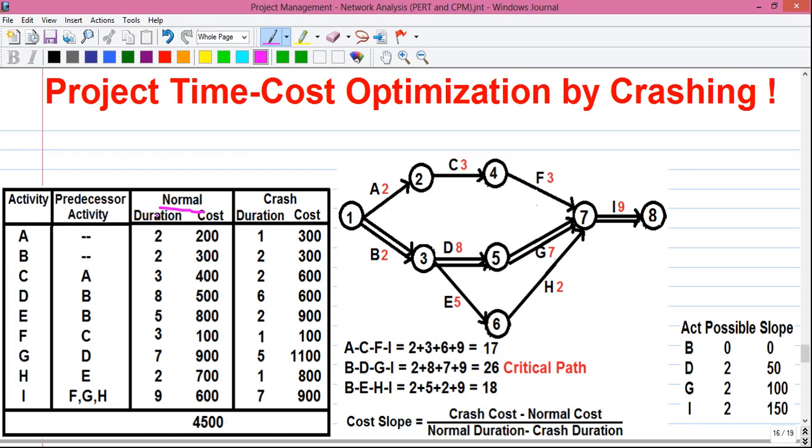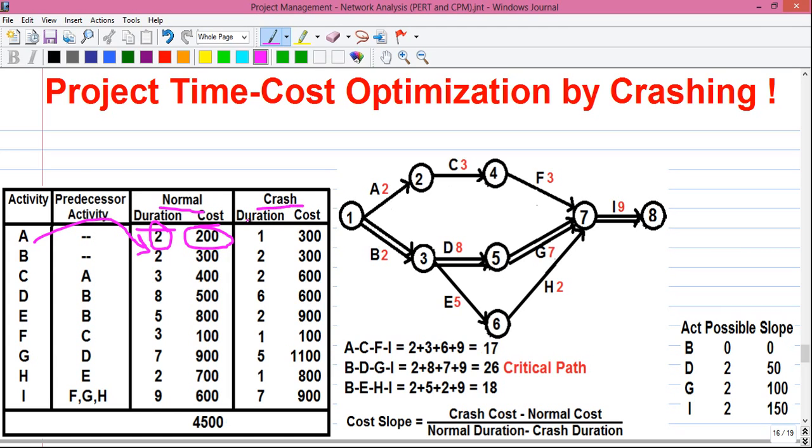Next we have normal duration and normal cost. Our unit for time is day and unit for cost is rupees. So 2 for duration means activity A takes 2 days to complete and it takes 200 rupees to complete in 2 days in normal scenario.